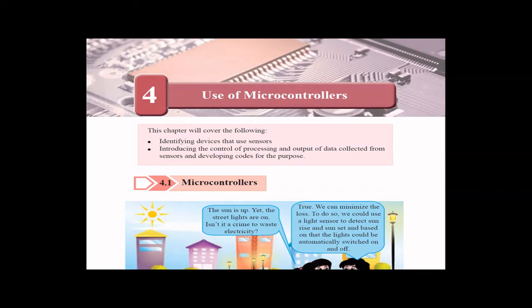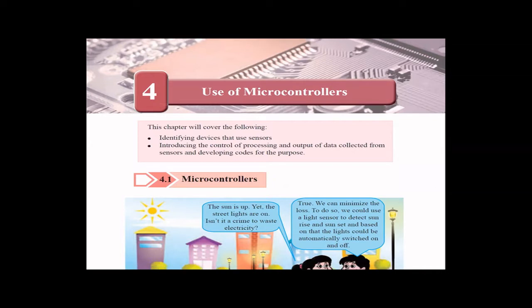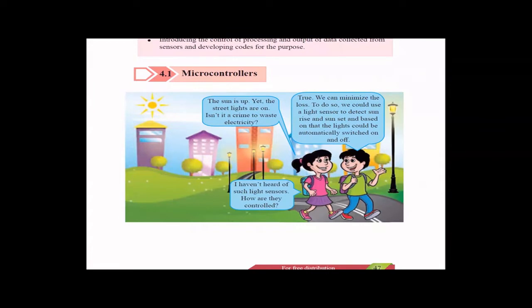So this is basically talking about microcontrollers, right? In this scenario, these kids were talking about something. You also may have noticed this. Sometimes when we are traveling, we can see that even though the sun is up, even at 9 o'clock or 10 o'clock, the street lights are still on, right? This is a great wastage of electricity. That is what these two kids are talking about.